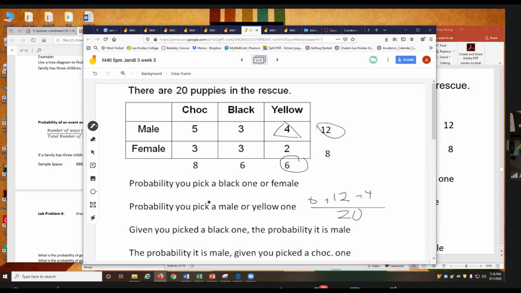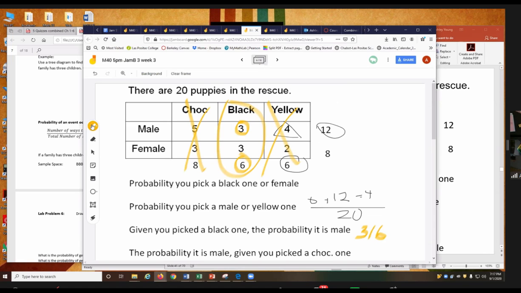The last one we should talk about is given. So given works like this. Given means I am giving you information. This is definitely 100% happened. So given it's black, that means you know it's a black puppy. You know it's not yellow. It's not chocolate. It's one of the black puppies. So now you know there's only 6 puppies that are possible. What's the probability it's male? 3 males out of 6. Does that make sense for folks?